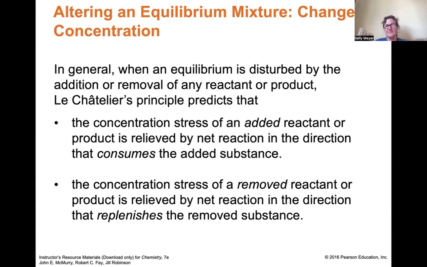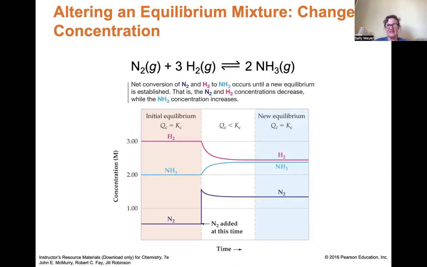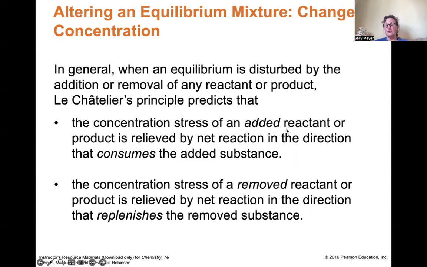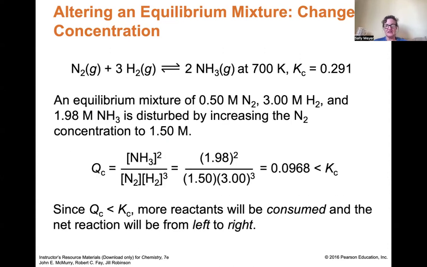But notice, we're not talking about the K changing, so K stays the same. And the reaction relieves the stress by reacting forward or backwards in order to come back to the situation where Q equals K. So we're not changing K when we change the concentration of a reactant or a product.